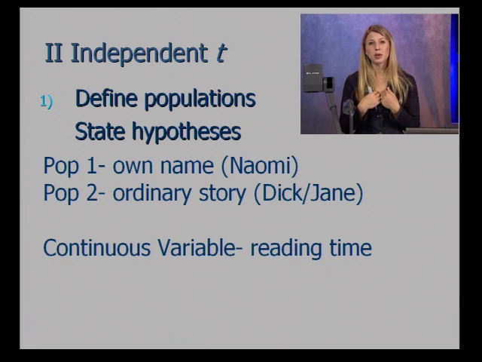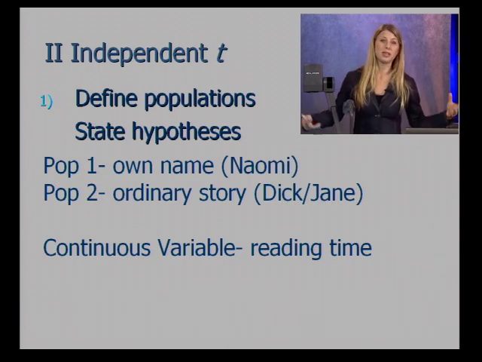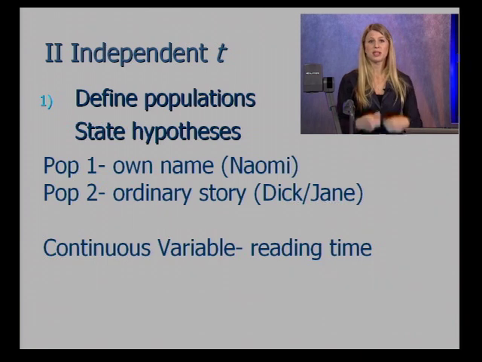So if I was reading a book, it would have my name, Naomi, in it, and I would read the character with my name. Population 2 is the other population, the population that reads the ordinary story, so the Dick and Jane story. So those are your two populations. Now, will you ever know the scores from an entire population you're interested in? All kids around the world, if they read these books, because you're interested in the implications of these findings, not just the small sample, that little tiny sample that you're looking at.